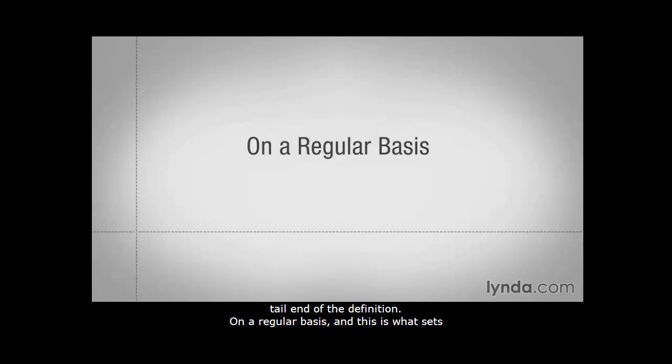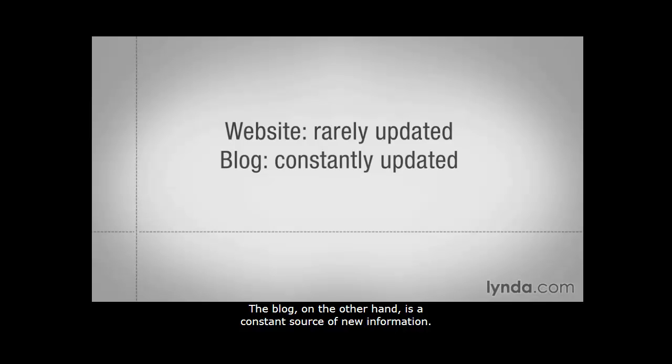The key to this modern definition is the tail end of the definition, on a regular basis. And this is what sets a blog apart from a website. A website generally consists of a defined number of pages and subpages that are presented in a more or less static format. Only rarely are new pages added to a website. The blog, on the other hand, is a constant source of new information, and it's used to push this information out to the public and engage that public in a discourse.